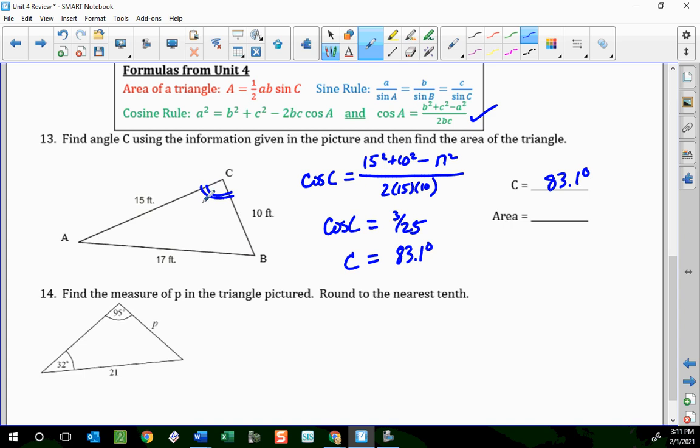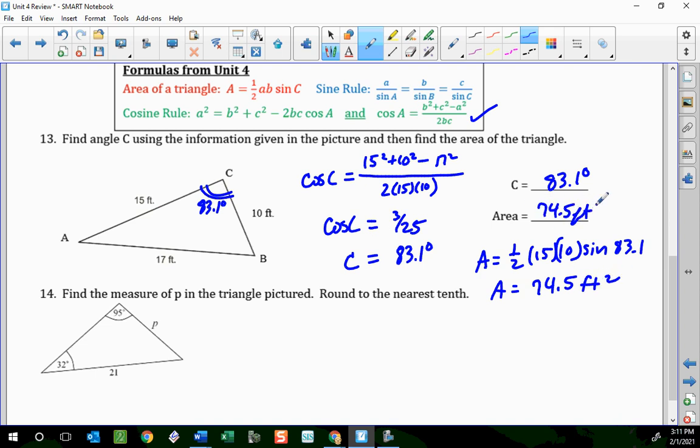Now that I know this is 83.1 degrees, I can do my area. Remember, my area formula is 1/2 ab sine C. So my area is 1/2 times the two sides, 15 times 10, and the sine of the angle, 83.1. Put that into my calculator, or Desmos, and I get 74.5. It looks like feet, so 74.5 feet squared.